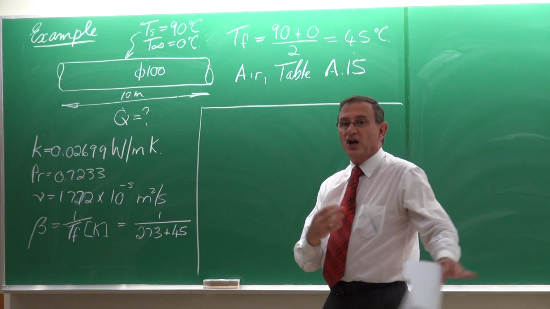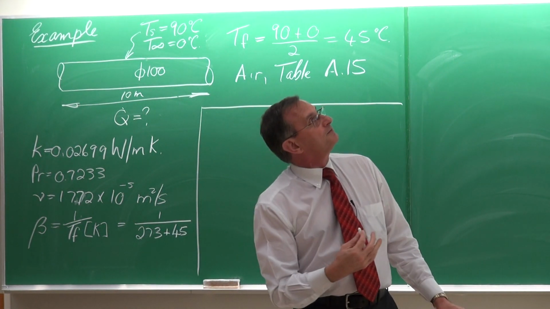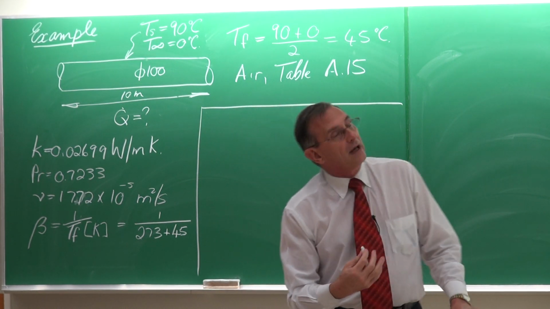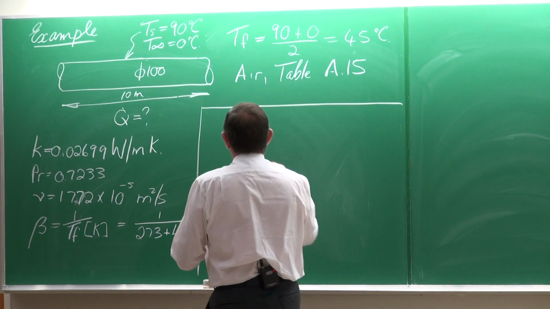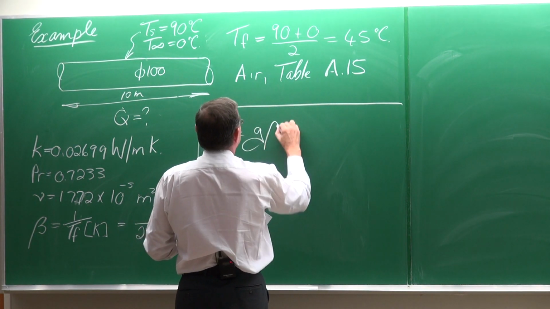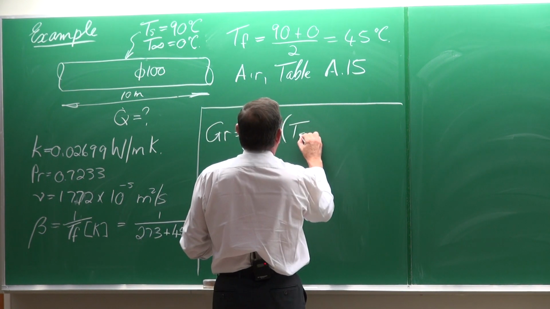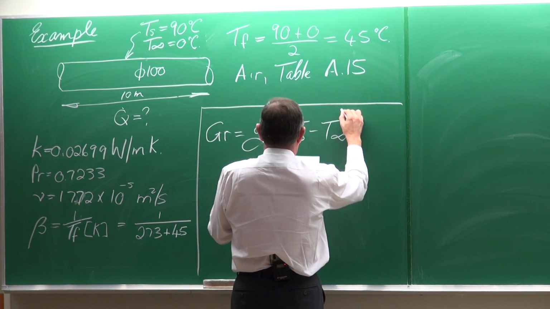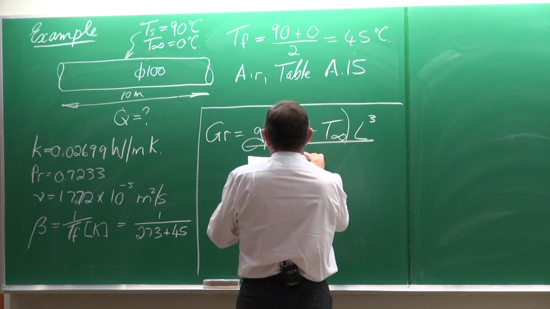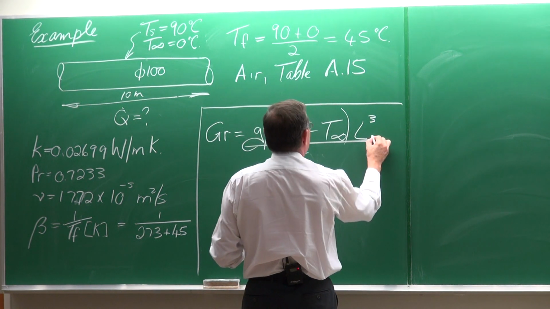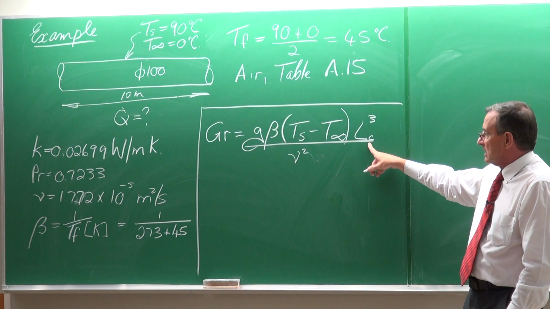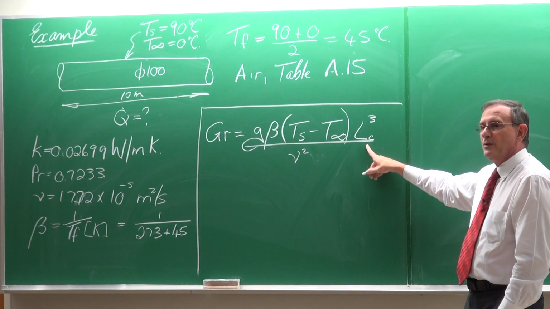We can see in the equation that we need the Grashof number, or actually the Rayleigh number. Now, the Grashof number by definition is equal to g beta multiplied by the temperature difference multiplied by L to the third divided by the kinematic viscosity squared. And this L is the characteristic length. How do we get it?